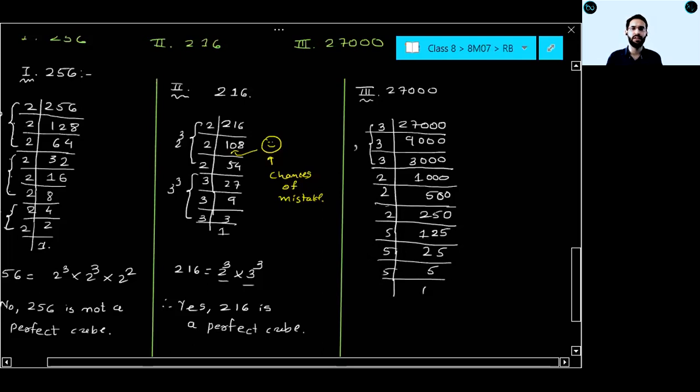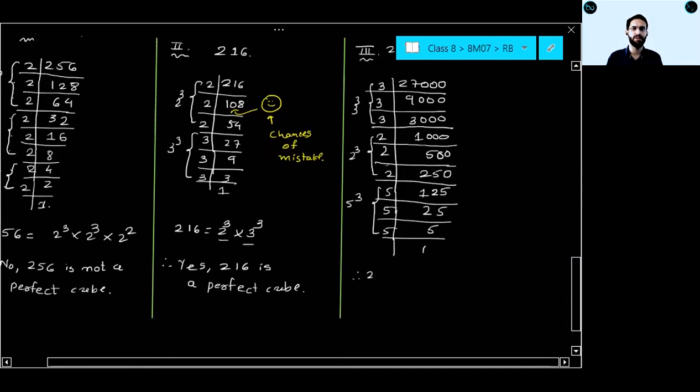So 3 cube, 2 cube, and 5 cube. If I write 27,000, it is 3 cube into 2 cube into 5 cube. Tell me, is it a perfect cube or not? Students? Yes, sir. Therefore, 27,000 is a perfect cube.